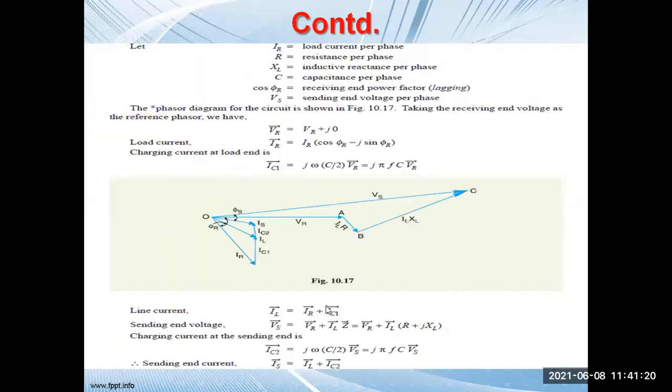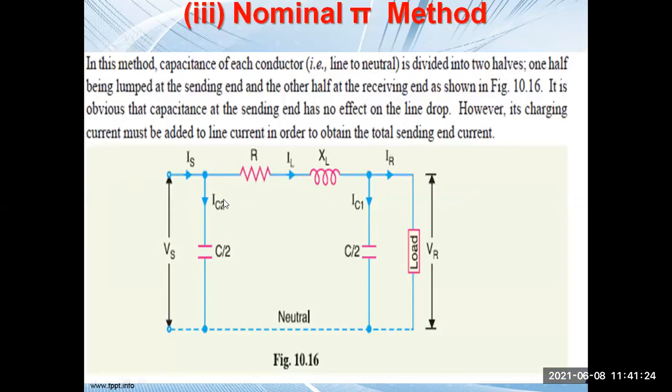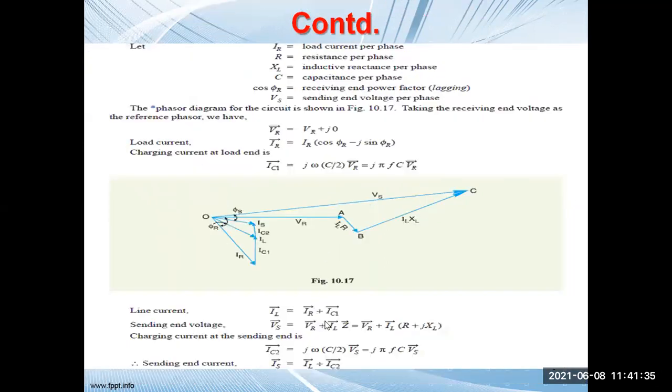Now VS equals VR plus IL into Z, that is, IL into R plus JXL. Here we have substituted this, and IC2 similarly you can calculate. I will write this on the board also, so that everybody can understand it. Just a minute.